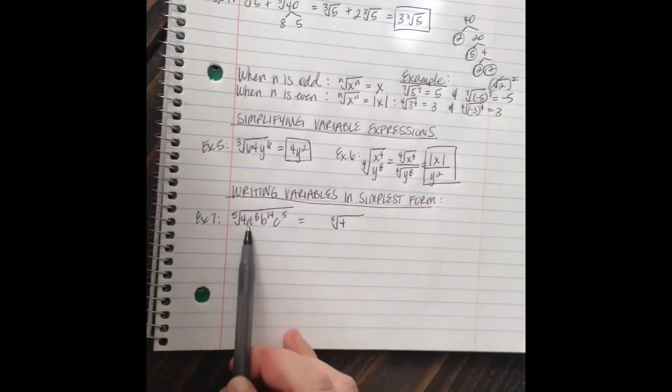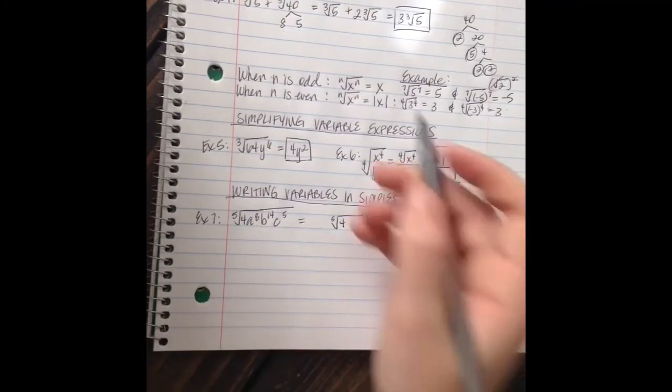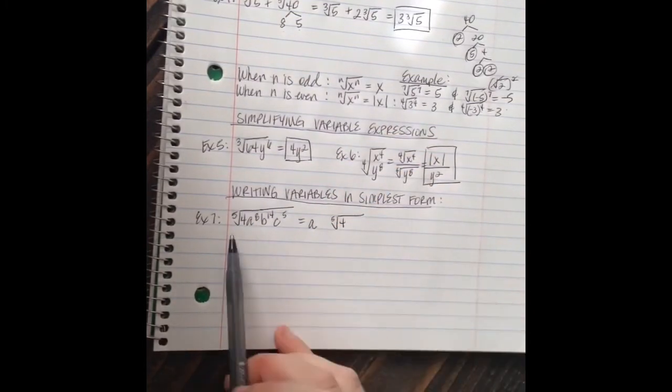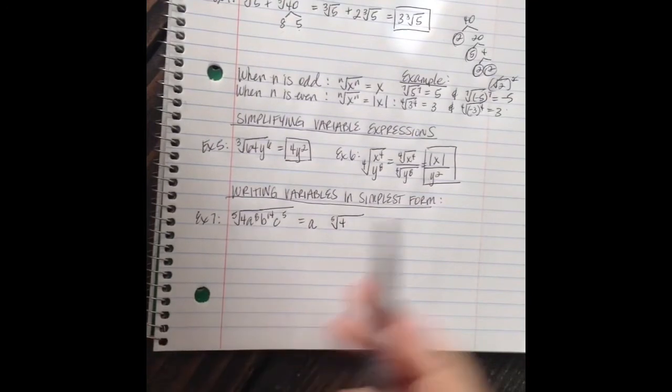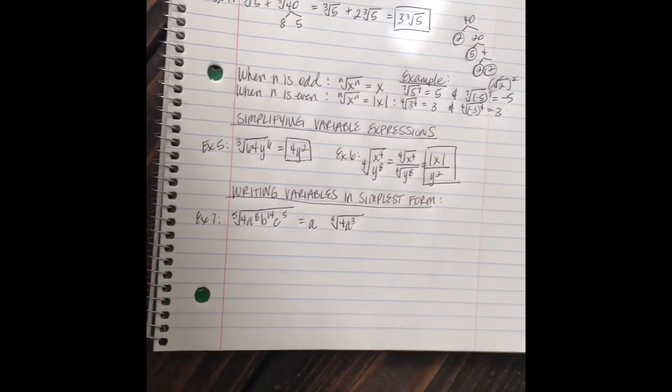Now as we move on to our variables, 5 goes into 8 one time. So 1a will come out. But there will be 3 left over. 5 goes into 8 one time with 3 left over. So the ones that are left over stay underneath the radical, a cubed.